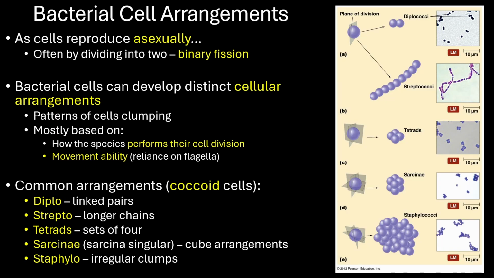And then for coccoid cells, we can also have diplo. You can also have single arrangements as well. So you have diplo as linked pairs. You can have strepto as longer chains. You could also have tetrads, which are sets of 4. You could have sarcinae, or sarcina as a singular, which is like a cube arrangement. And then you could also be staphylo, which means that you clump in large irregular patches.